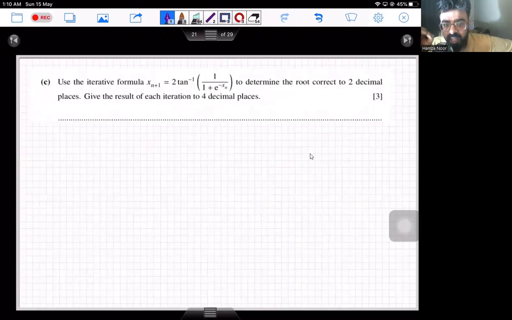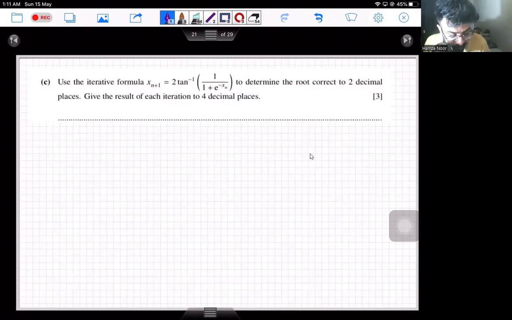Use the iterative formula x n plus 1 equals 2 times tan inverse 1 upon 1 plus e raised to the power minus xn to determine the root correct to 2 decimal places. Give the result of each iteration correct to 4 decimal places. Now we need to use this iterative form: xn plus 1 equals 2 times tan inverse 1 upon 1 plus e raised to the power minus xn.